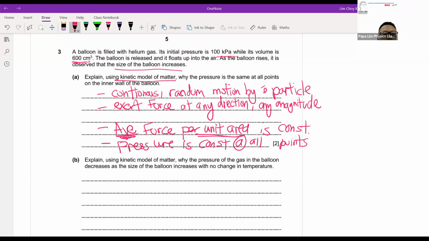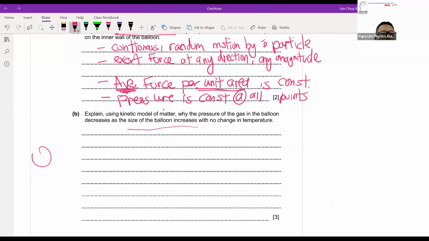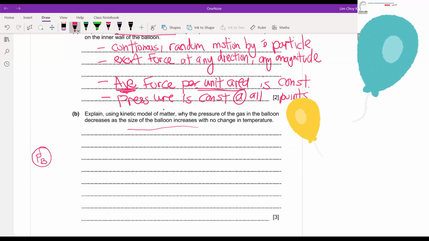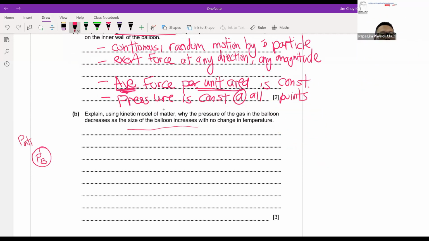Now for the second part. Why does the pressure decrease as the size of the balloon increases? First, we need to understand this. When the balloon rises, I would say we compare the pressure of the balloon and the pressure of the atmosphere. So what happens in this scenario is as the balloon goes up.